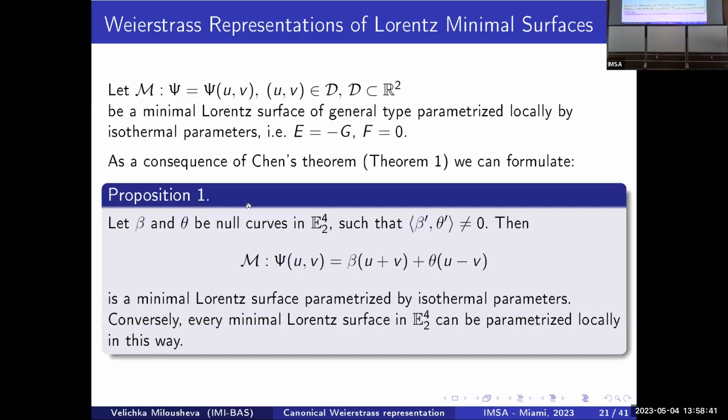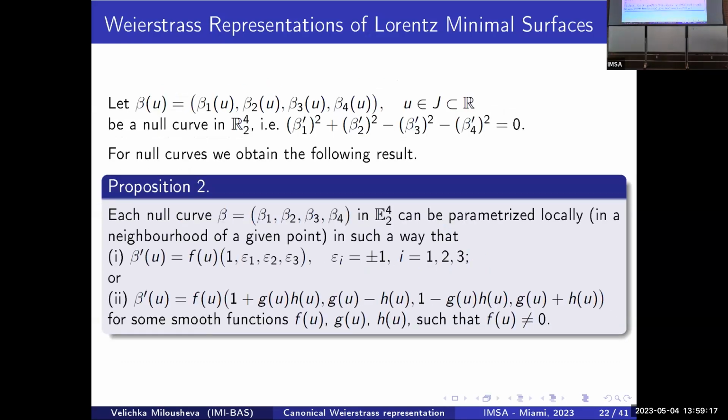Let beta and theta be two null curves satisfying this inequality. Then the surface psi, parameterized as the sum beta of u plus v plus theta of u minus v, gives a minimal Lorentz surface parameterized by isothermal parameters. This follows from the theorem of Bang-Yen Chen. And conversely, any minimal Lorentz surface in the pseudo-Euclidean four-space with neutral metric can be parameterized locally in this way. So we start from here.